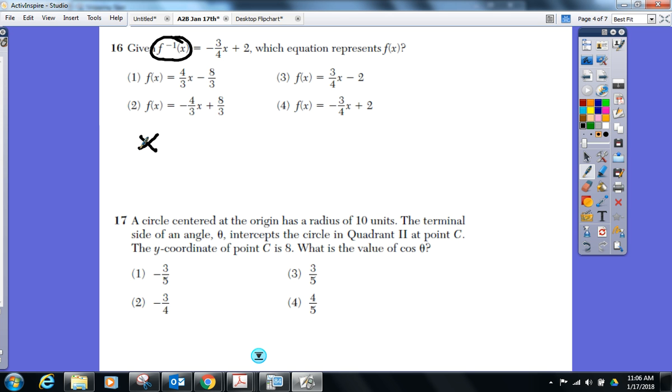So I'm going to have x equals what here? -3/4 y plus 2, and you need to solve for y. That's inverse right there. Switch your x and y, solve for y. Need a little help. Anybody want to help me get y by itself? Go, Sarah. Boot the 2 over. Subtract it. x minus 2 equals -3/4 y.